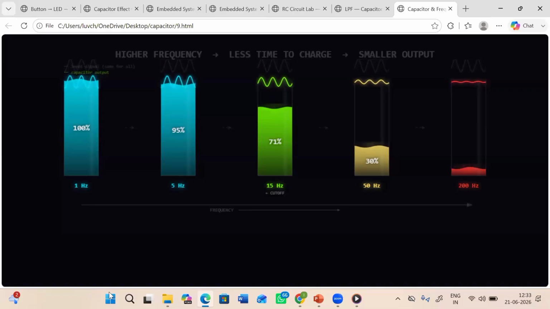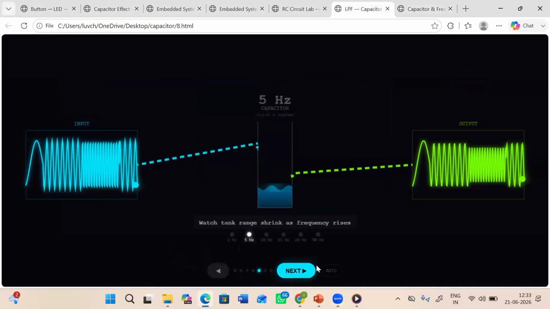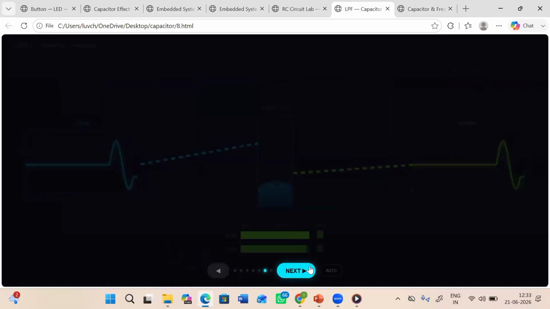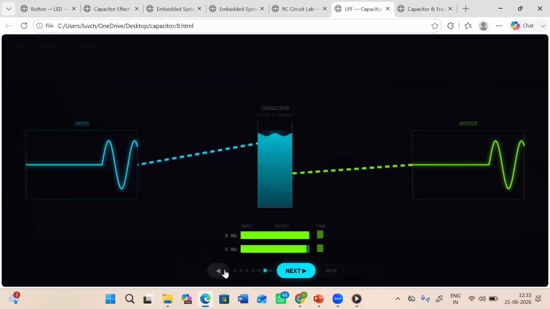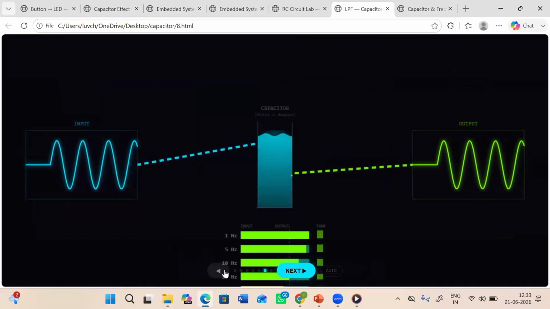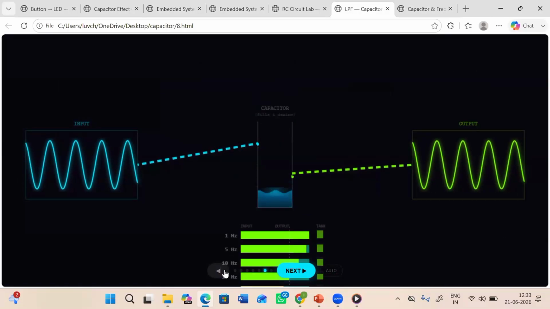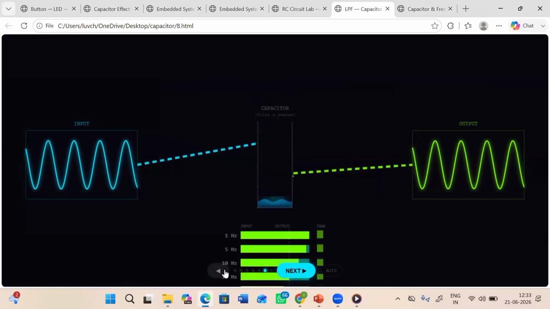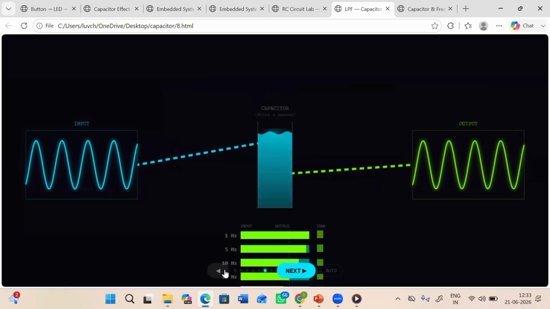Now, any questions till here, you can ask in the chat box quickly. Perfect, perfect. I have seen the responses in the chat box. So this is how your capacitor works.